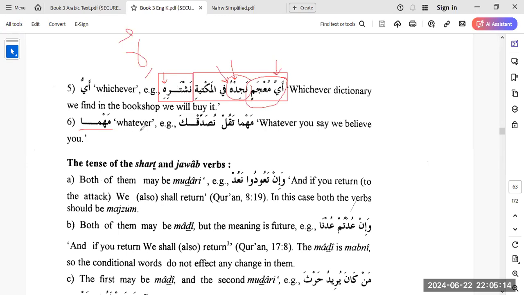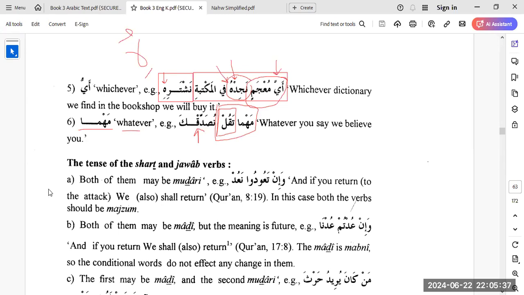It means whatever, right? Whatever. Mahma takul, and you see takul, this is takul, fi'l shart. All right, so this is our condition here. And jawab shart, nusaddiqhu. Nusaddiq is majzoom. Whatever you say, nusaddiq, we believe you. And there are more details about it, which we're going to study in the book straight away.